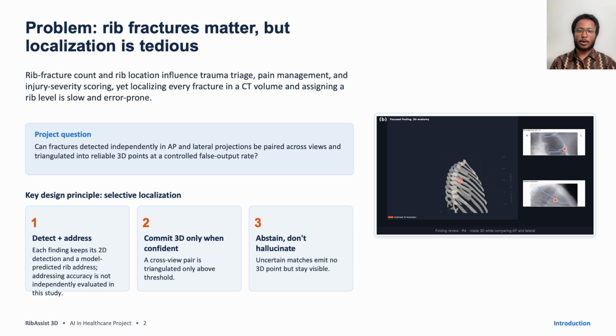First, the system detects possible fractures and predicts their anatomical location. Second, it creates a 3D point only when the matching between the front and the side views is strong enough. And third and lastly, when the system is uncertain, it does not guess. It keeps the finding visible for review, and it does not create unreliable 3D locations. The main rule is simple: abstain instead of hallucinating.